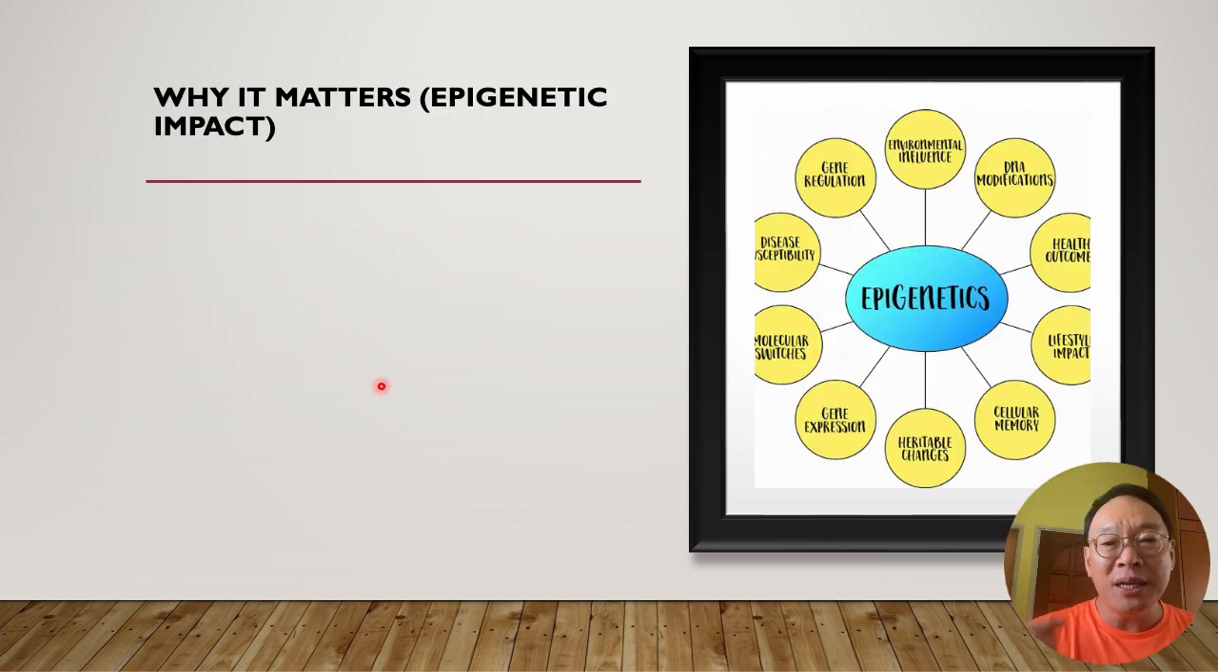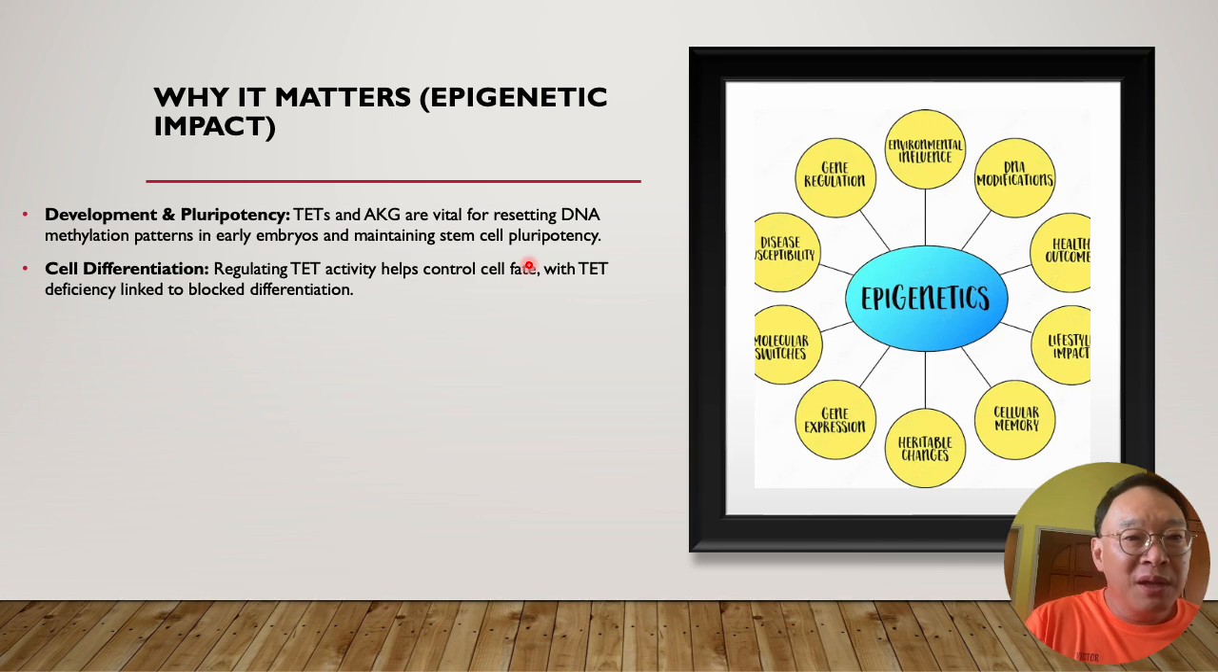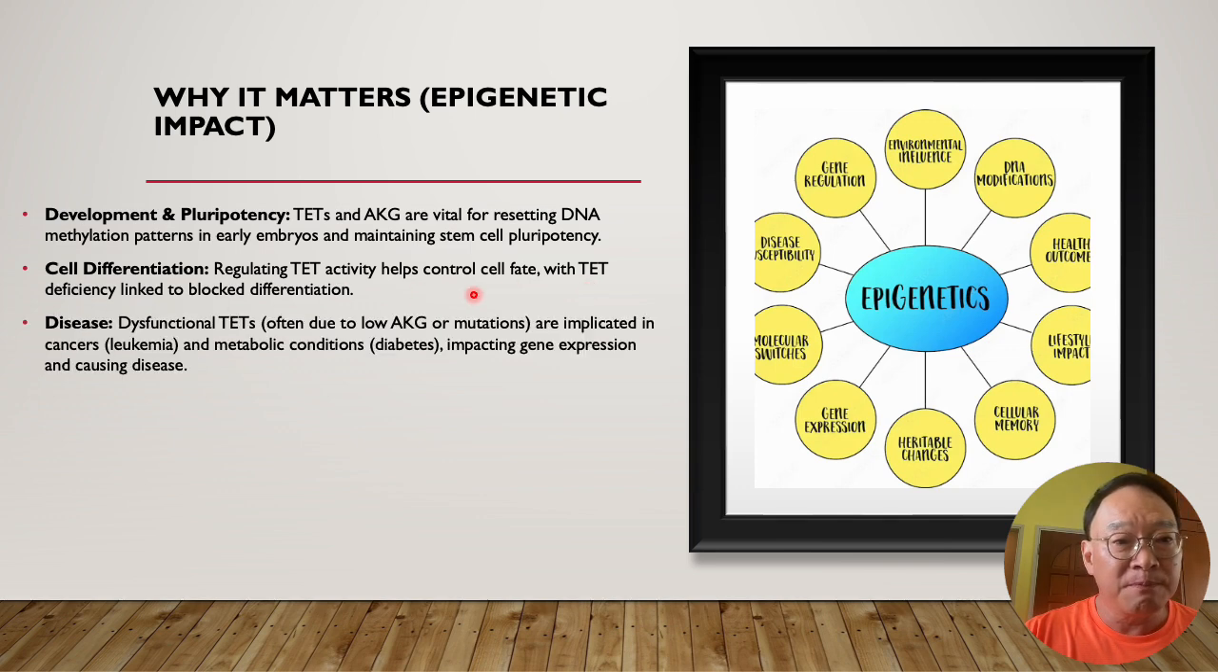Why does it matter? What's the epigenetic impact of low AKG? TET and AKG are vital for resetting DNA methylation patterns in the early embryo and maintaining stem cell pluripotency. So if you are pregnant and you have low AKG, it will affect your embryo, the development of your baby. Cell differentiation: regulating TET activity helps control cell fate, with TET deficiency linked to blocked differentiation. Disease: dysfunctional TETs, often due to low AKG or mutations, are implicated in cancers like leukemia and metabolic conditions like diabetes, impacting gene expression and causing disease.